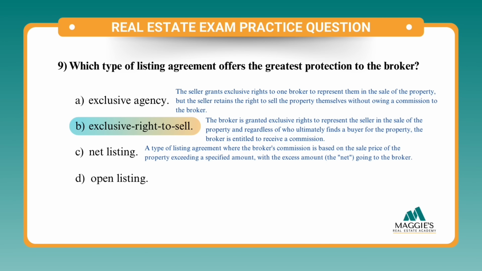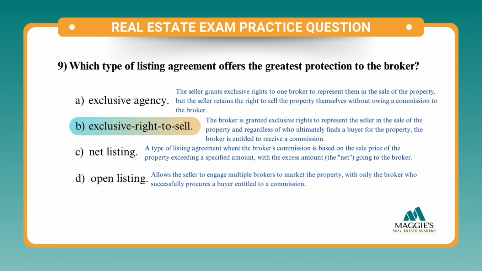So a net listing, let's talk about that one. That's a type of listing agreement where the broker's commission is based on the sale price of the property exceeding a specific amount, with the excess amount or the net going to the broker. Net listings are generally discouraged and illegal pretty much in most states due to potential conflicts of interest and lack of transparency. And then open listing, well, an open listing agreement allows the seller to bring on multiple brokers to market the property, with only the broker who successfully procures a buyer receiving commission.